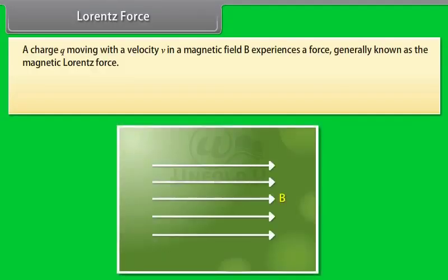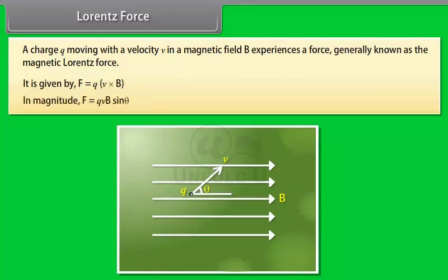Lorentz force. A charge Q moving with a velocity v in a magnetic field B experiences a force generally known as the magnetic Lorentz force. It is given by F equals Q times the cross product of v and B. In magnitude, F equals QvB sin theta.